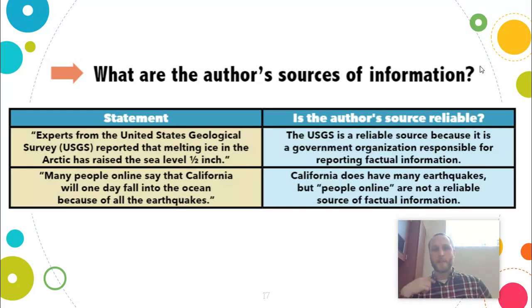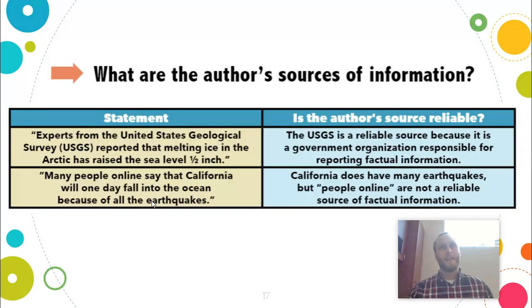What are the author's sources of information? This statement says excerpts from the United States Geological Survey reported that melting ice in the Arctic has raised the sea level by half an inch. We know that this is probably a reliable source because it's a government organization. It's actual information that's coming from the government. In this one down here, it says many people online say that California will one day fall into the ocean because of all the earthquakes.